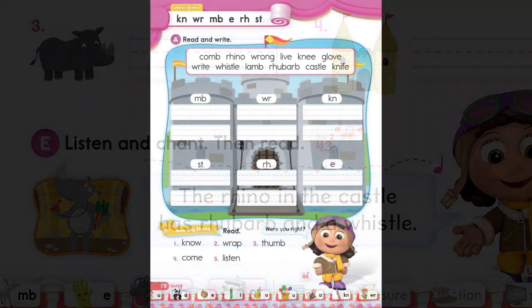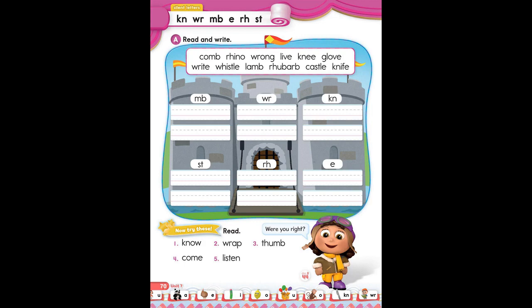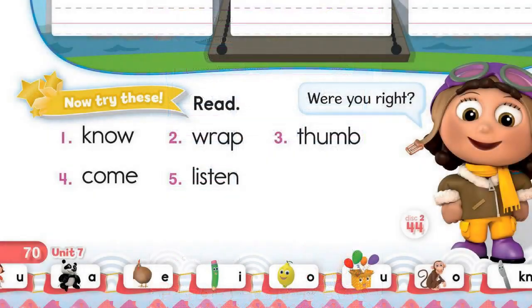Page 70. Silent letters: K-N, W-R, M-B, E, R-H, S-T. Now try these. Read. 1. No. 2. Rap. 3. Thumb. 4. Come. 5. Listen. Were you right? Page 71.